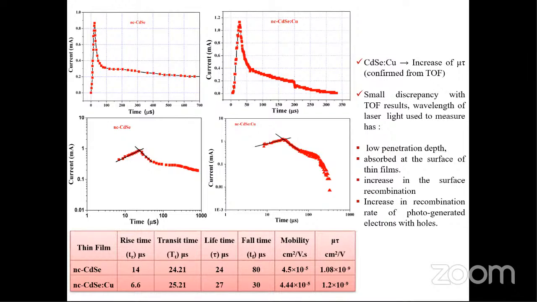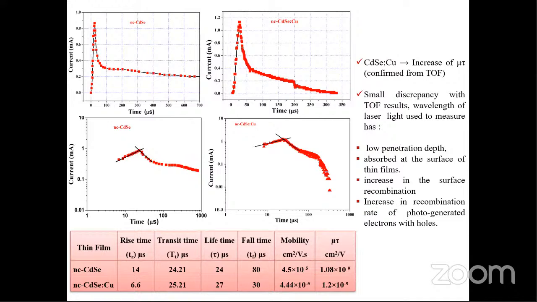Here we can see these spectra which we have taken using the time of flight experiment. Here we can find out the rise time and the transit time. There are four things: rise time, transit time, lifetime, and fall time. Those we have tabulated in the table, and from here we have calculated the mobility, which we have obtained around the same, that does not change much after the copper doping also, and from there we have obtained the mu tau product.